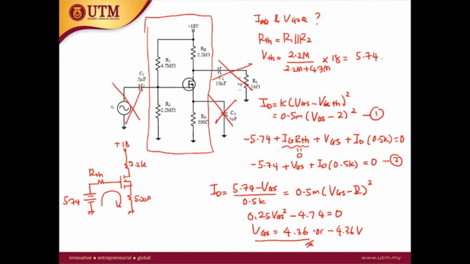Once you get the value of 4.36, the IDQ can be calculated using (5.74 minus 4.36) over 0.5k, you will get 2.76 milliampere. So this is the solution for IDQ and VGSQ.